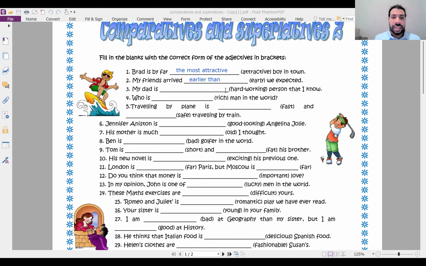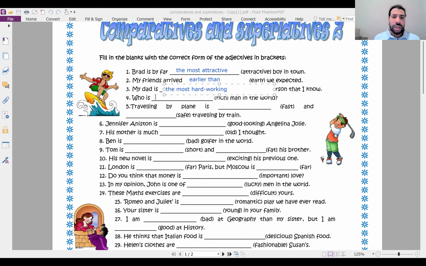My dad is person that I know. I'm comparing between my dad and anyone I know. So one in the group, right? So it will be the most hard working. Why? Because this is a long adjective.